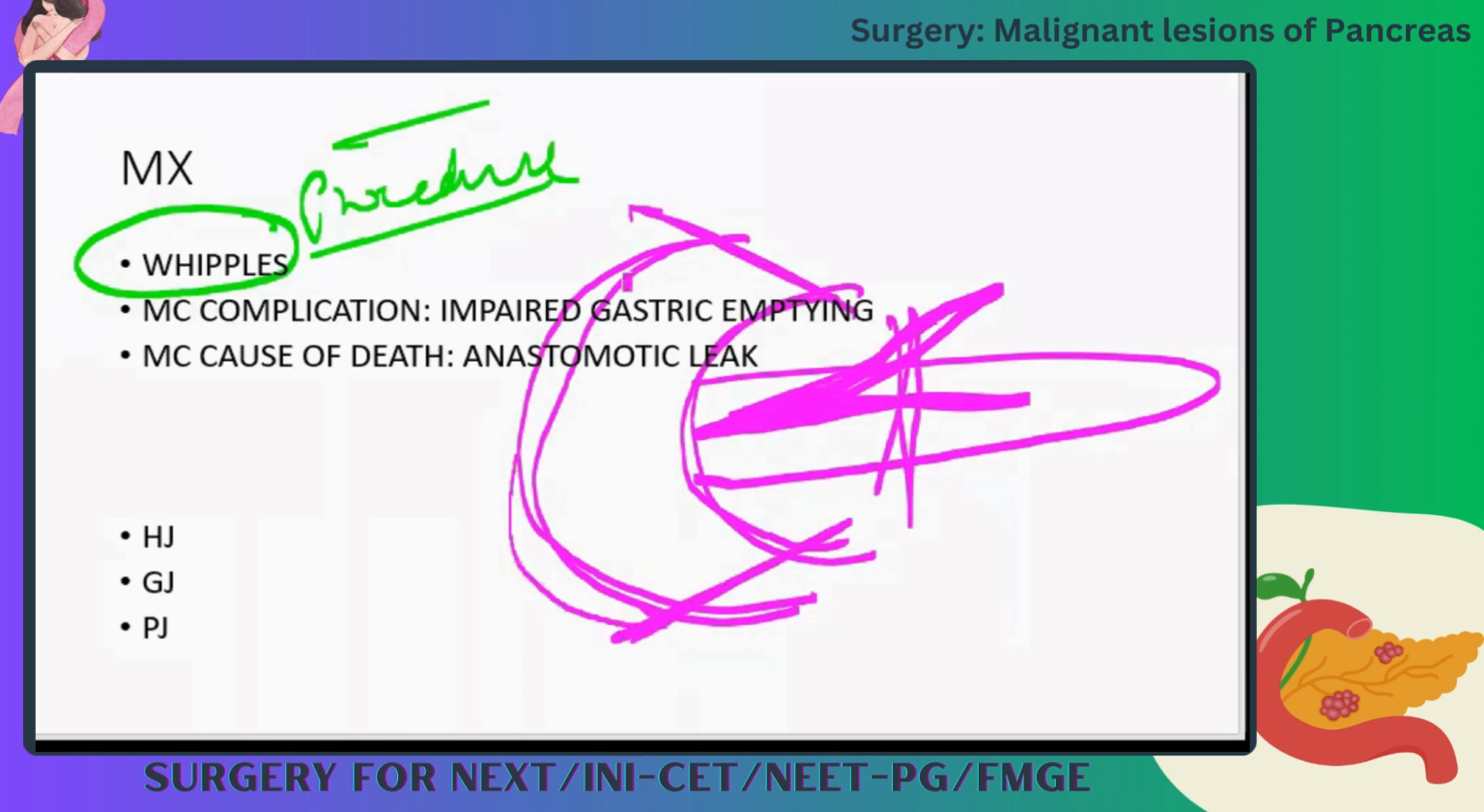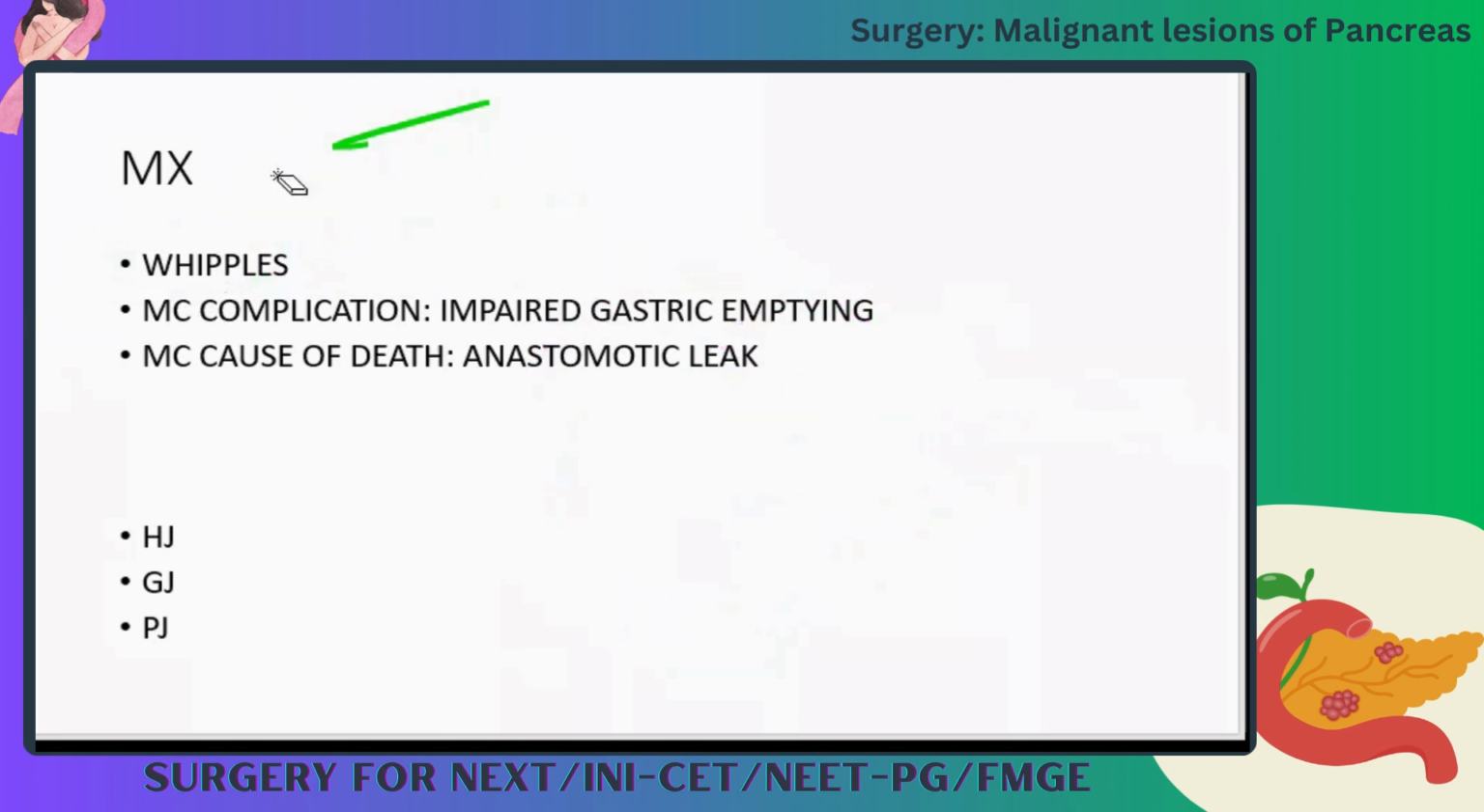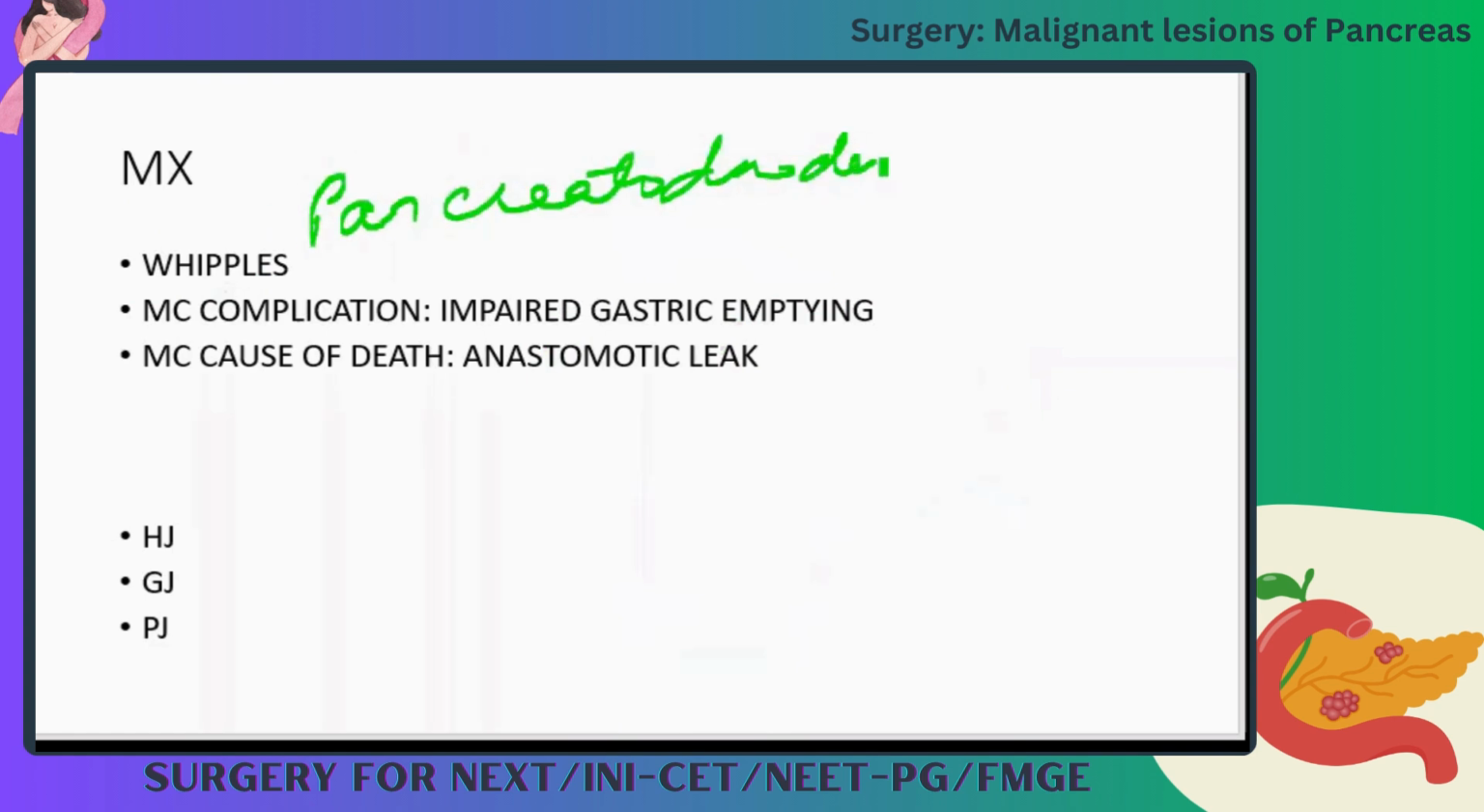The entire duodenum will be removed. Head of the pancreas will be removed. Bile duct will be removed. So this is Whipple's operation. It is known as pancreatoduodenectomy. Head of the pancreas and the duodenum are removed.